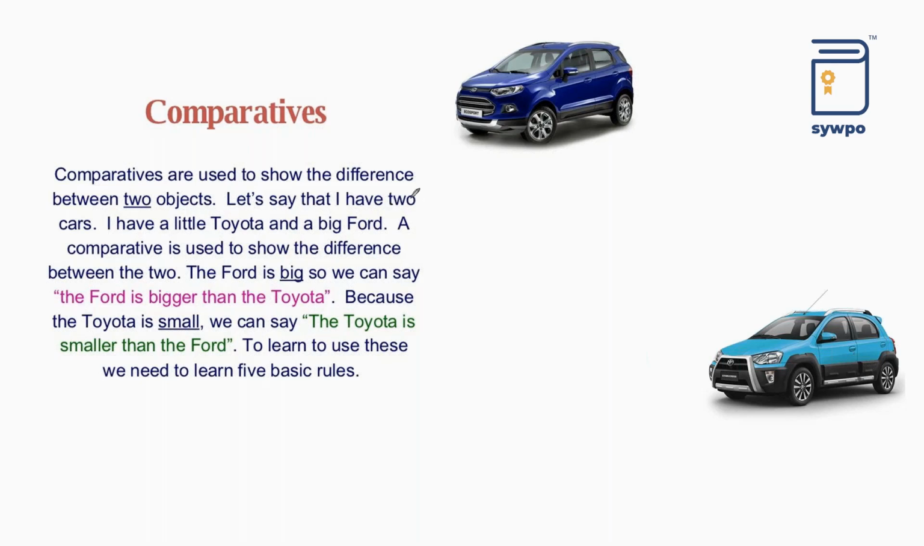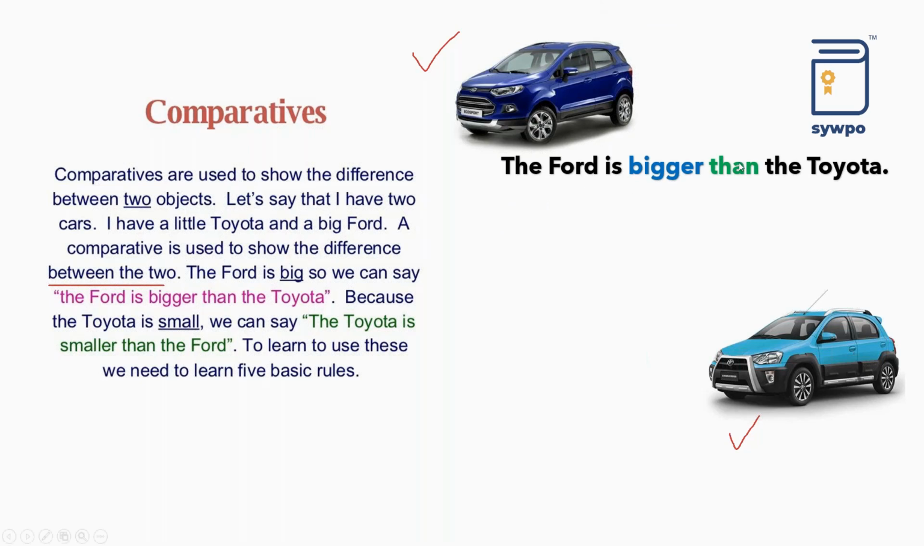So let's say that I have two cars. You can see I have one car here and I have the other car here. I have a little Toyota and a big Ford, right? Comparative is used to show the difference between the two. So I'm going to compare this one with this one. One is the Toyota and the other one is the Ford. Which one is big? Ford is big. So we can say the Ford is bigger than Toyota because Ford is big. So that's why the Ford is bigger than Toyota.